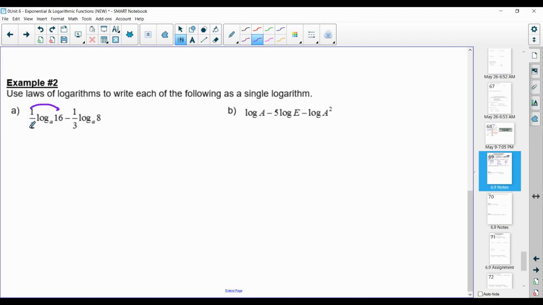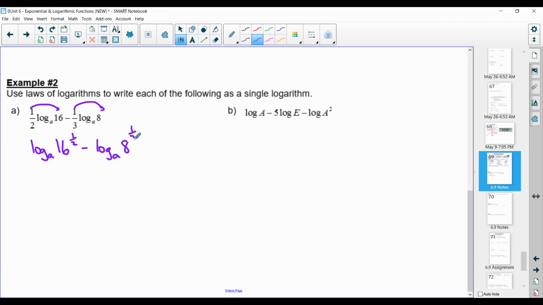I can't do anything else until I have my arguments simplified. So bringing that 1/2 up and bringing the 1/3 up, we can do these in the same step. We have log base a of 16 to the 1/2 minus log base a of 8 to the 1/3.